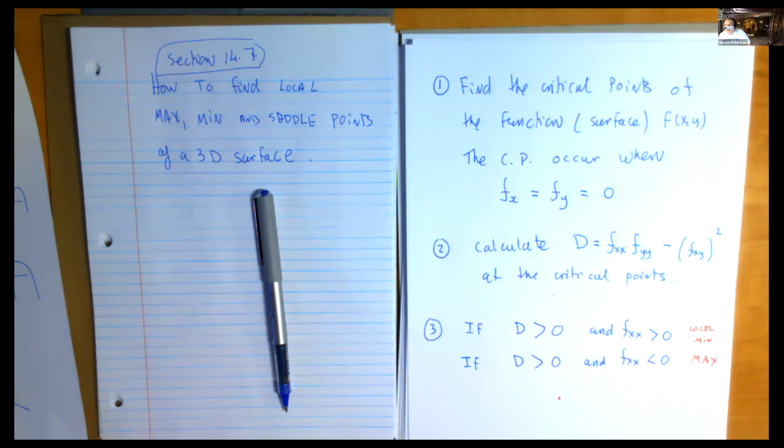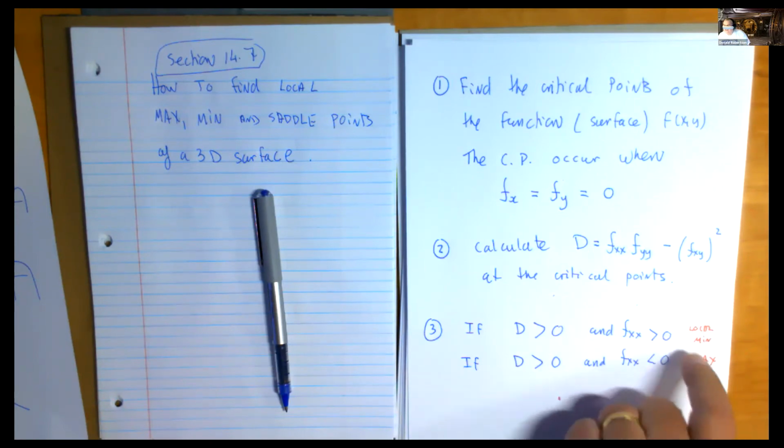Can you remember in Calc 1 a test, because that's basically what we're doing here, called the second derivative test? And didn't the second derivative test say if the second derivative is positive, you have a minimum, and if the second derivative is negative, you have a maximum? You remember that guy called the second derivative test? This is analogous to this.